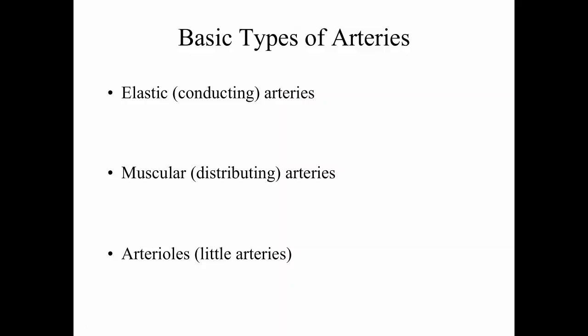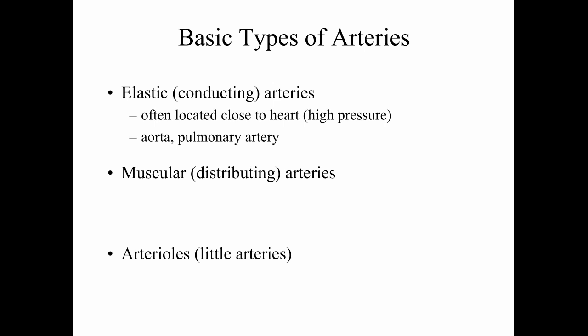There are three basic types of arteries that we want to consider. There are elastic arteries, so-called conducting arteries. There are muscular arteries, the so-called distributing arteries, and there are the little arteries or arterioles. The elastic arteries are often located close to the heart. They're under high pressure. So, for example, the aorta and pulmonary arteries.